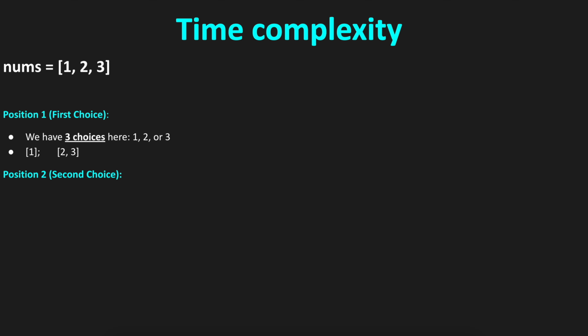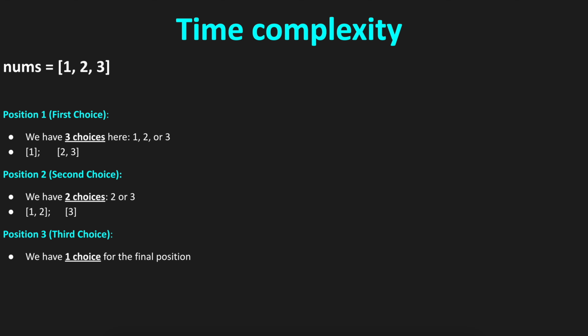So for position 2, the second choice, how many choices do we have? We have 2 choices. We can either choose 2 or 3, right? For example, we are adding 1, 2, and for the next position, we have only 1 choice. And for position 3, the third choice in our case, we have only 1 choice for the final position. So we have 1, 2, 3, for example.